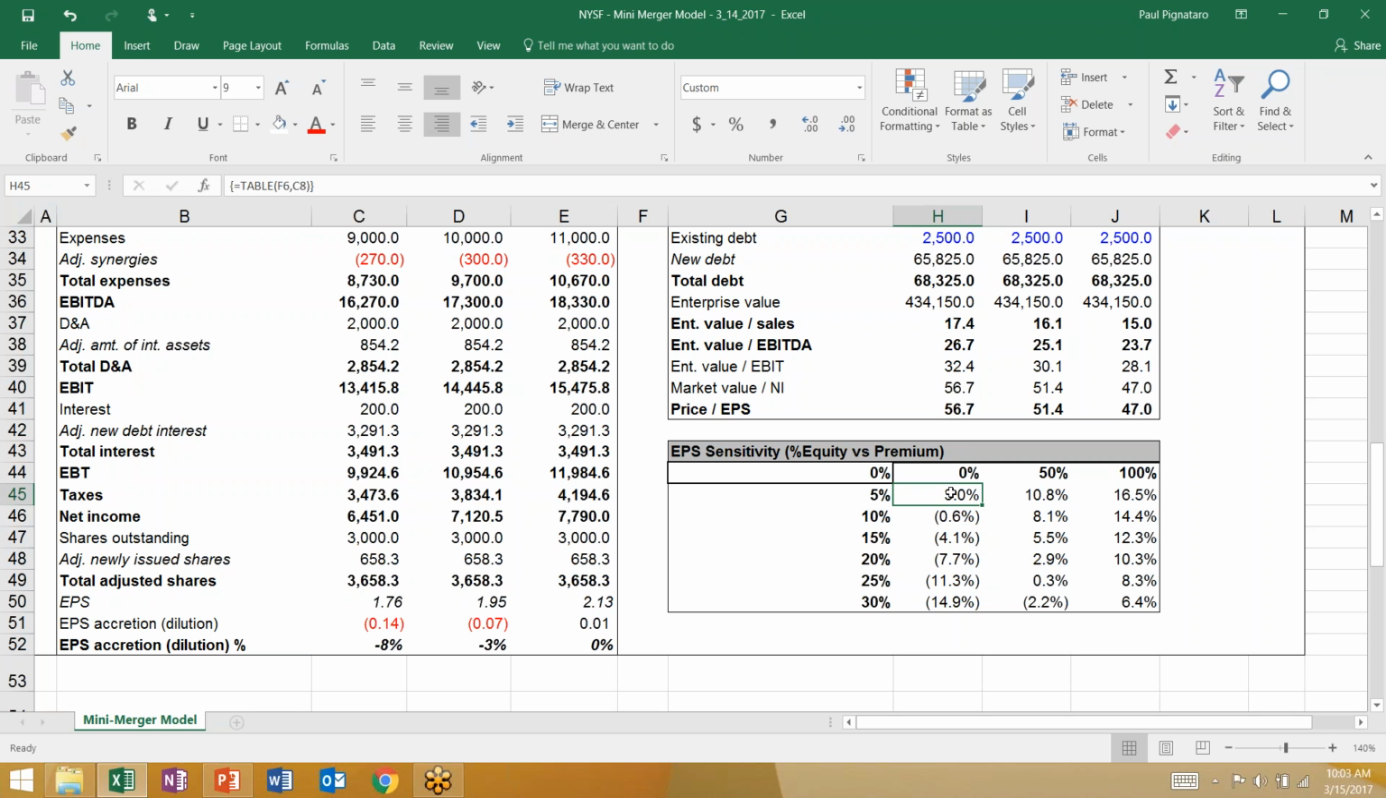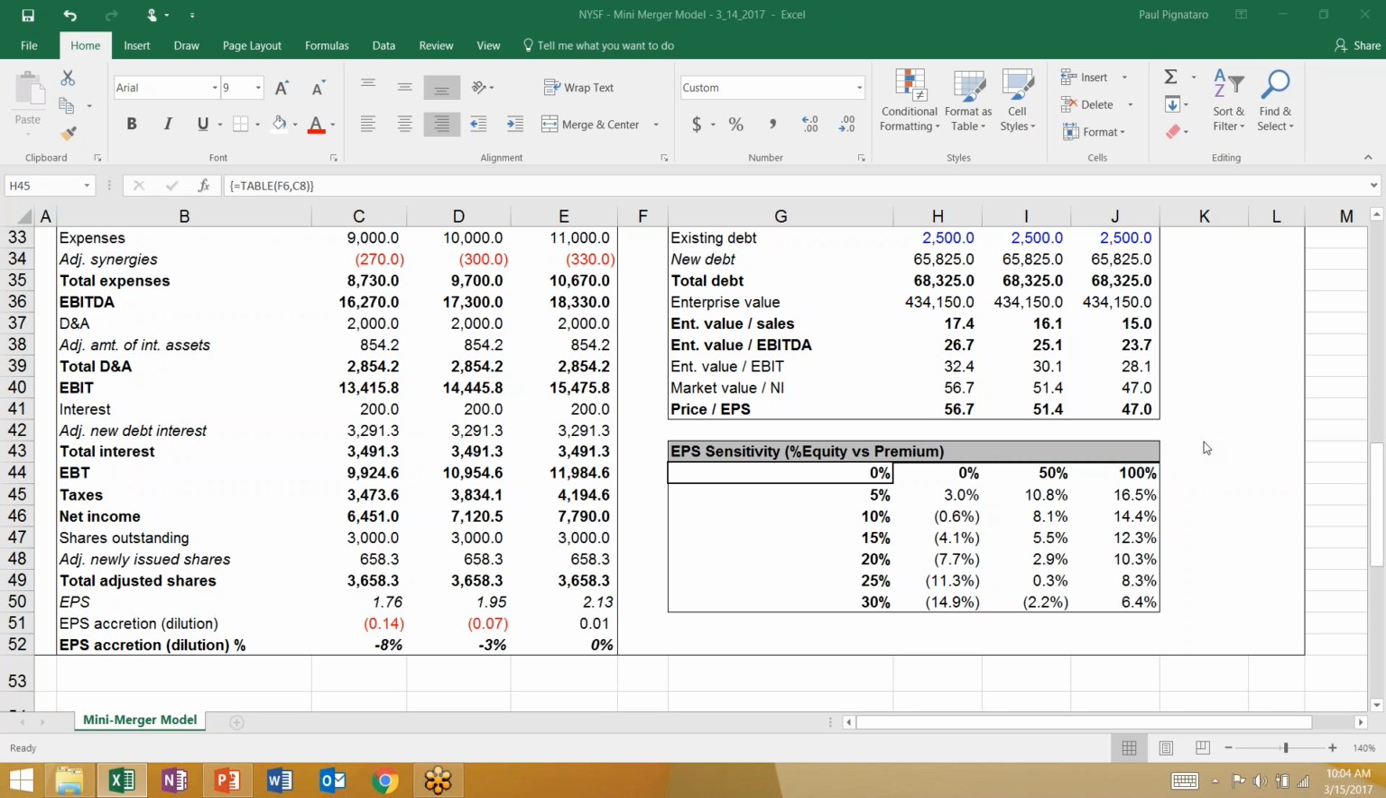What do you think? Anybody? If we pay more premium, it's a harder hit. What do you guys think about that? Either you have to add more new shares or you have to pay more interest expense.